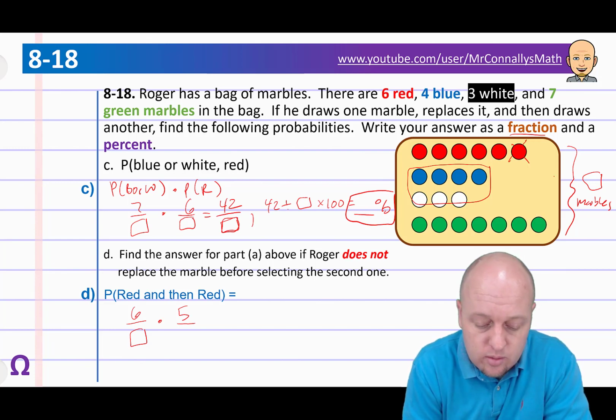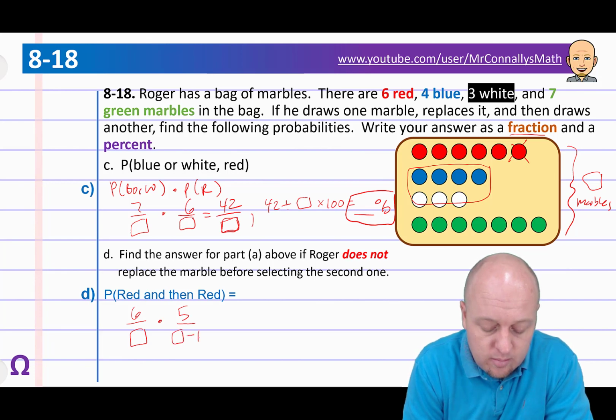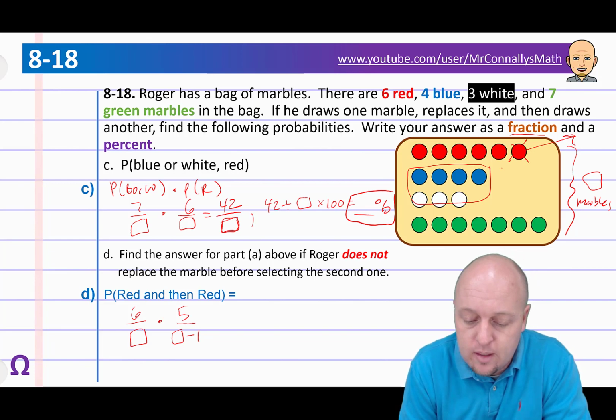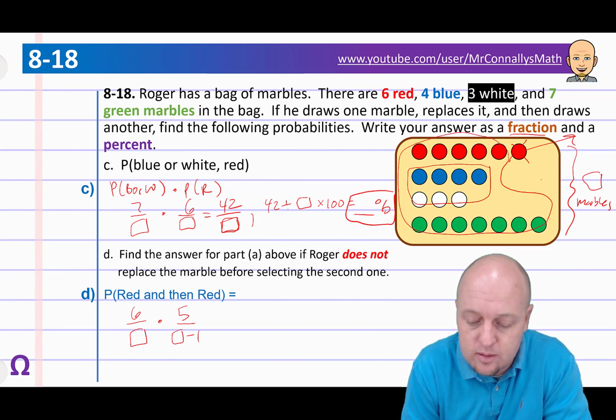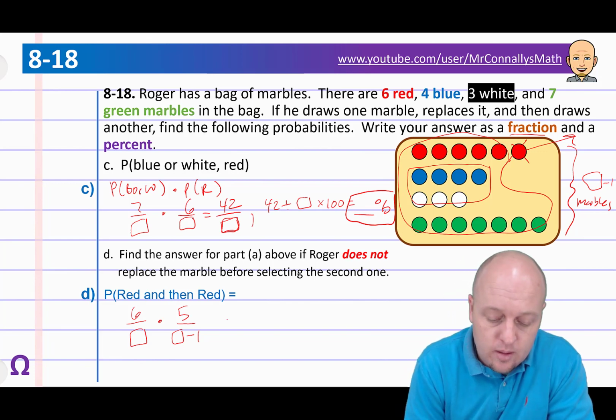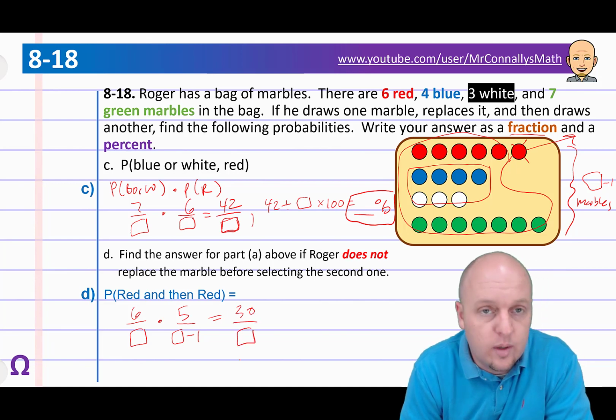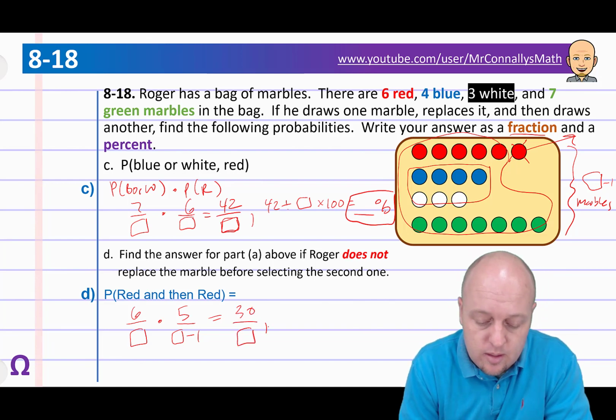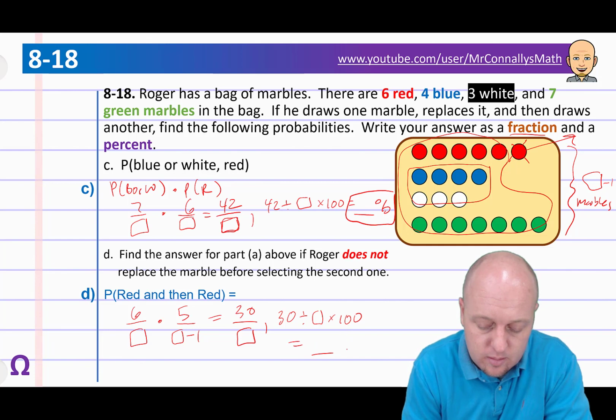And then also, it's the total number of marbles minus 1. Because look, we took this red out. How many are left now is just these, so it's these numbers minus 1. Okay, so multiply those together. You get 30 over whatever that bottom number is. And then to make that into a percent, you do 30 divided by the box, times 100, and that should equal your percent.